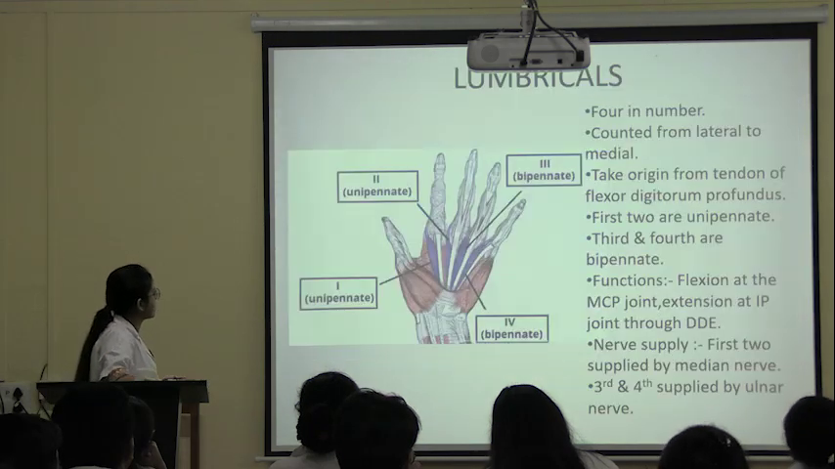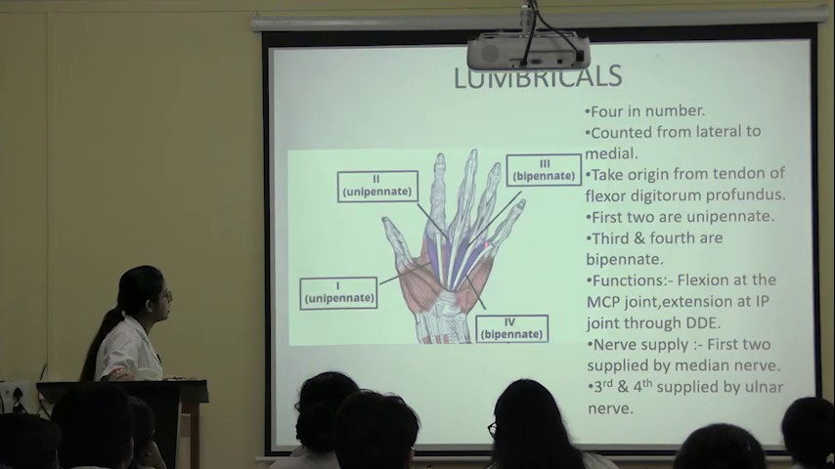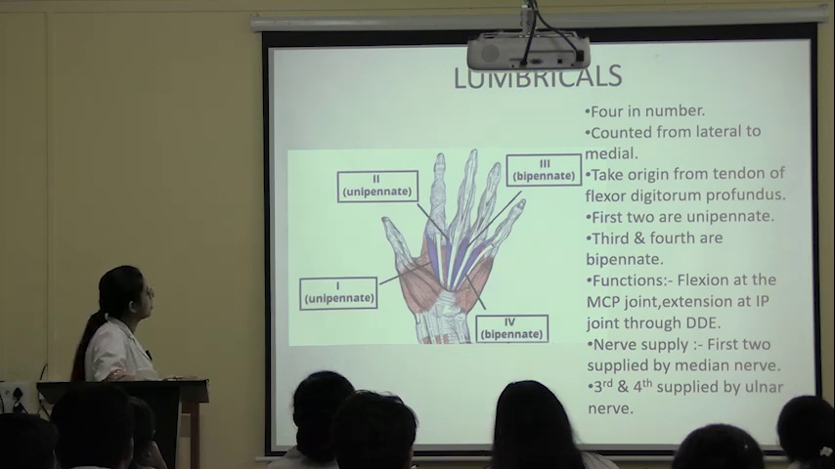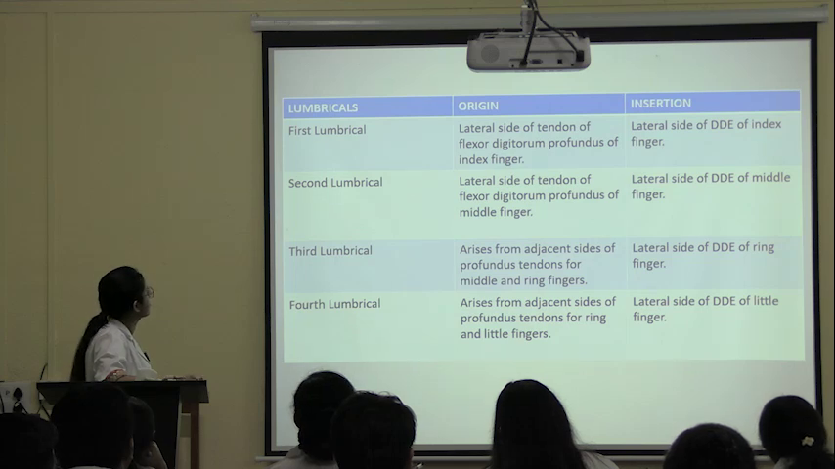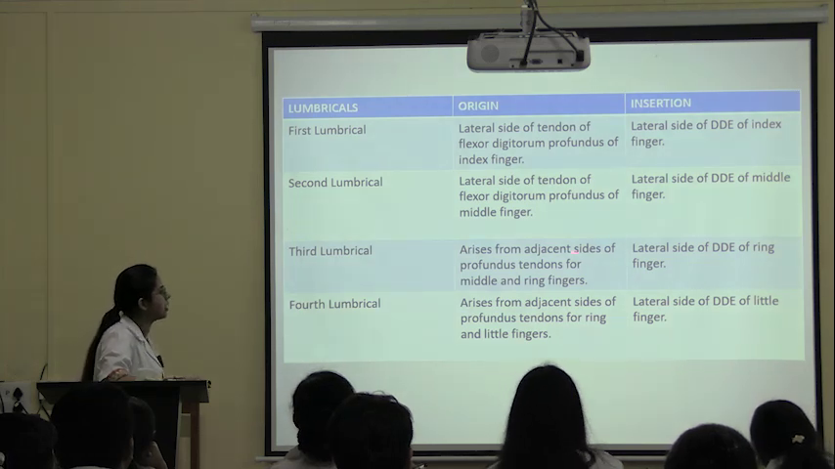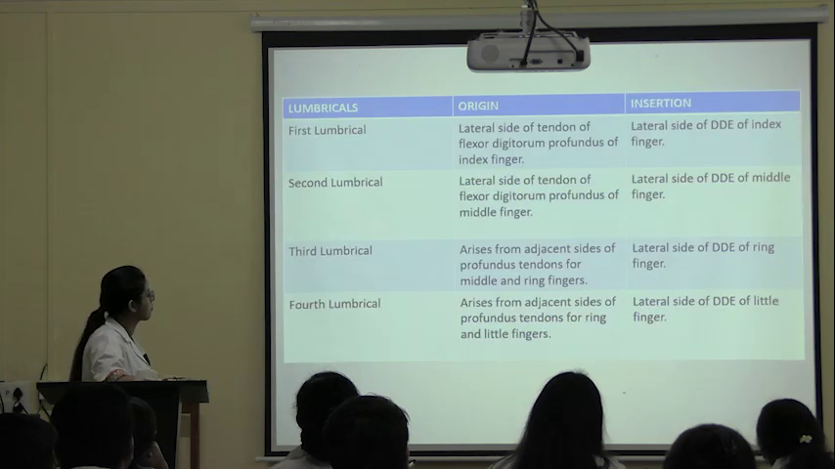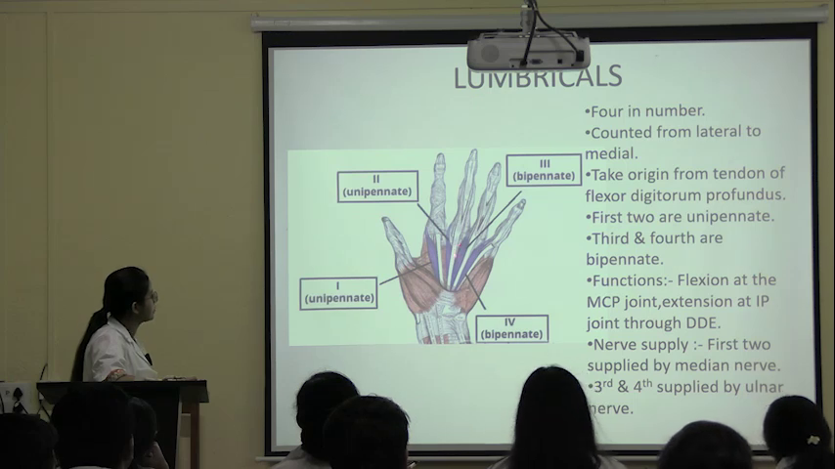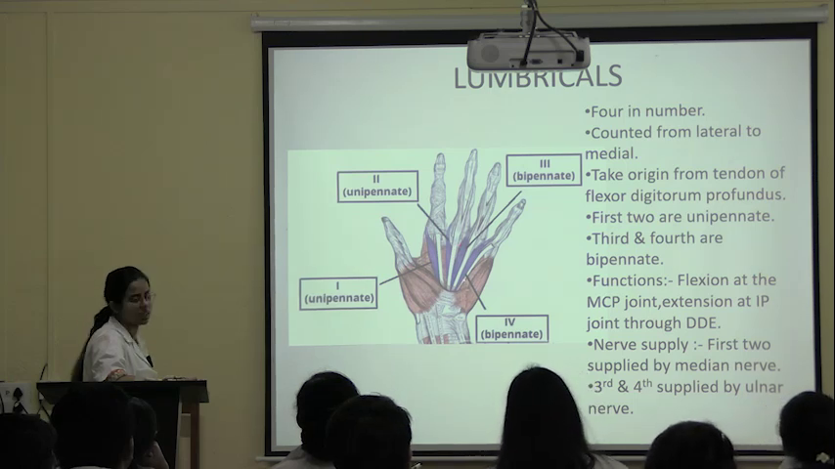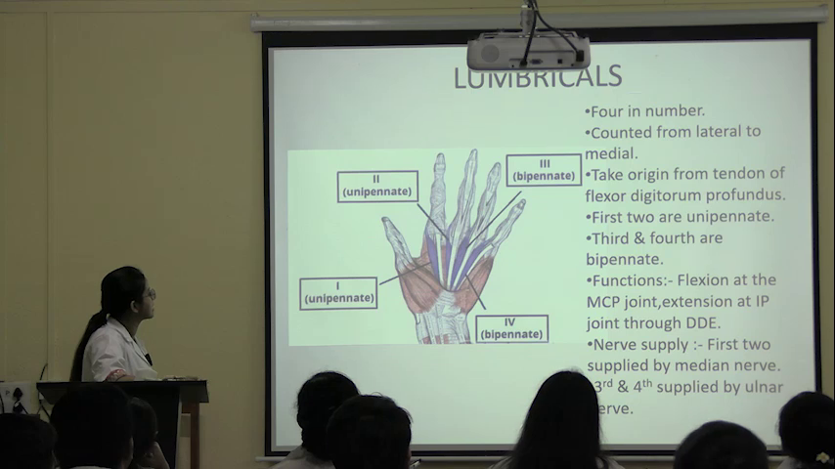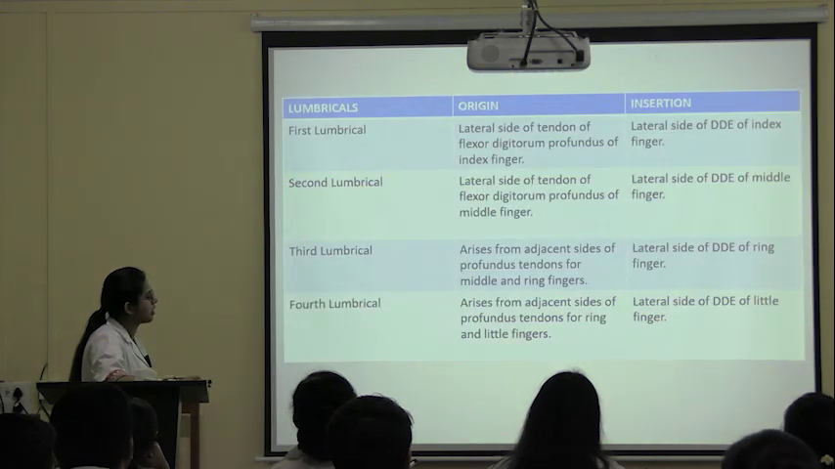And now, as I said, the third and fourth lumbricals will be bipennate. So the third lumbrical origin will be from the adjacent sides of the profundus tendons for the middle and ring finger. You can see middle finger and ring finger adjacent sides. And insertion: lateral side of the dorsal digital expansion of the ring finger.